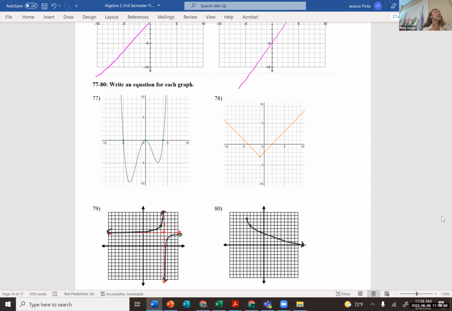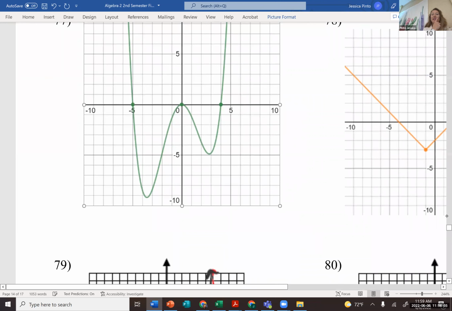All right, for 77, 78, 79, and 80, we're looking to write an equation. 77 looks a lot like the problem that we just did. It's a W shape, but it's pointing up. So let's take a moment and identify the x-intercepts to create an equation. We're at -5, we're at 0, and we're at 4. However, that's only 3 x-intercepts, and we can tell based on the end behavior that this is a degree of 4 because both arrows are pointing in the same direction.